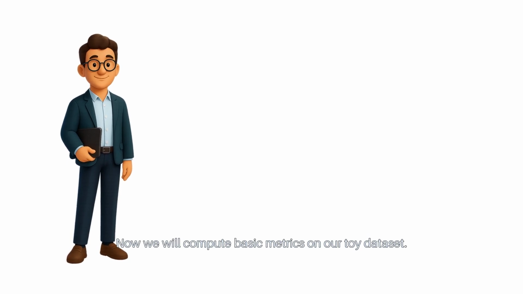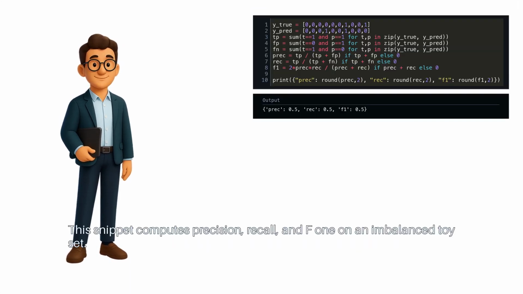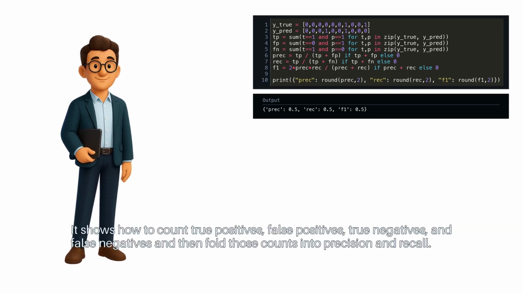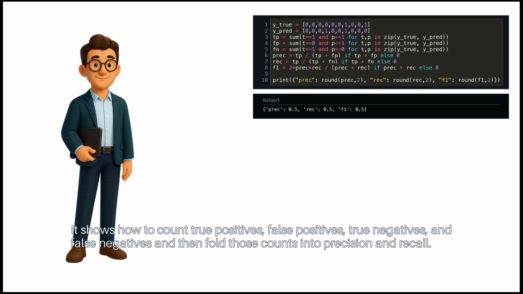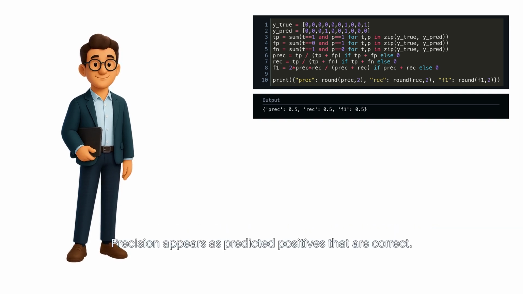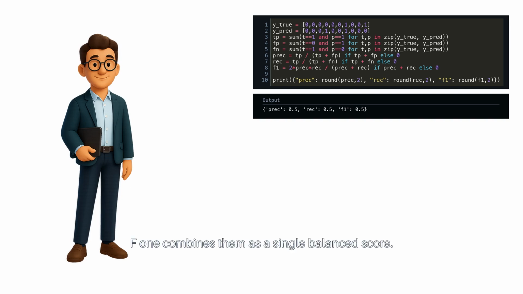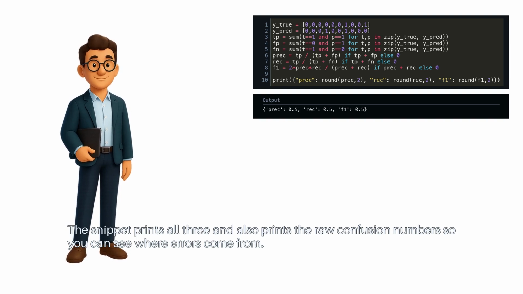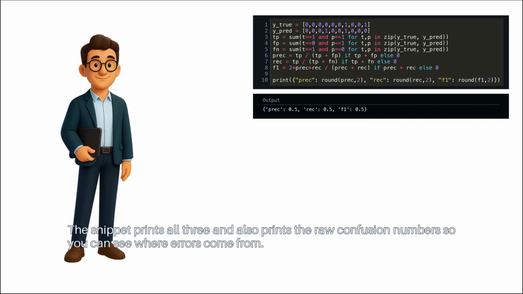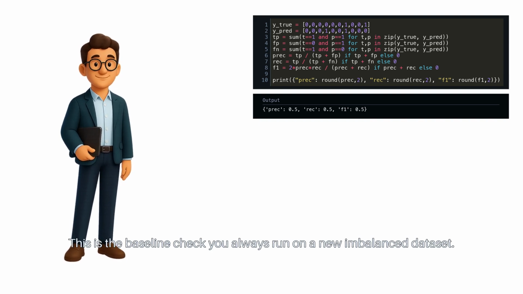Now we will compute basic metrics on our toy dataset. This snippet computes precision, recall, and F1 on an imbalanced toy set. It shows how to count true positives, false positives, true negatives, and false negatives, and then fold those counts into precision and recall. Precision appears as predicted positives that are correct. Recall appears as actual positives that were recovered. F1 combines them as a single balanced score. The snippet prints all three and also prints the raw confusion numbers so you can see where errors come from. This is the baseline check you always run on a new imbalanced dataset.